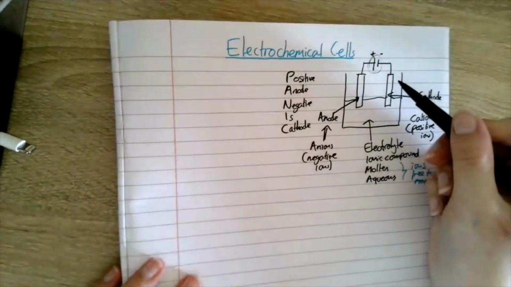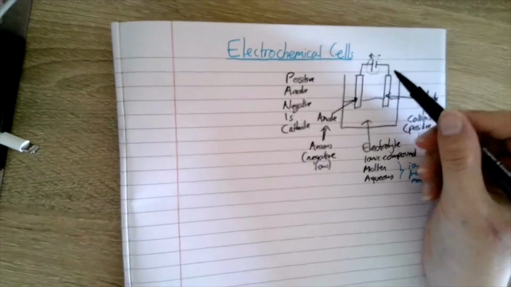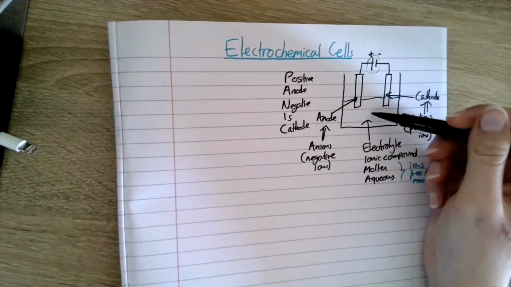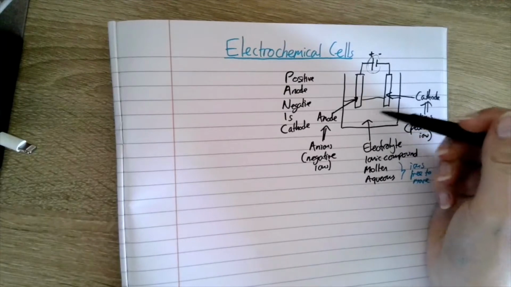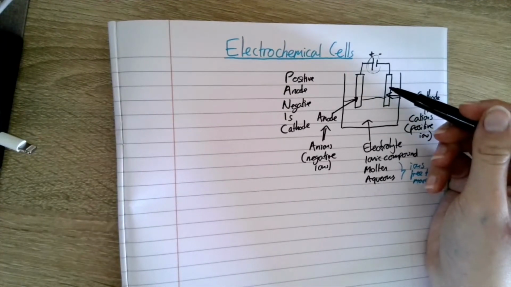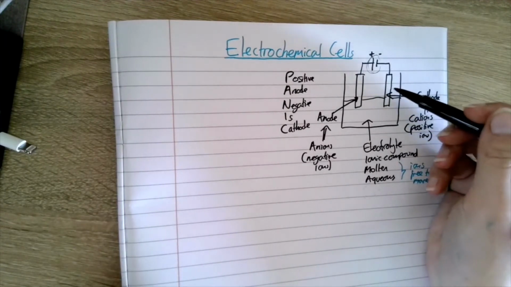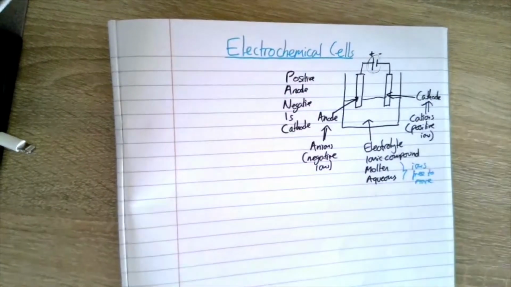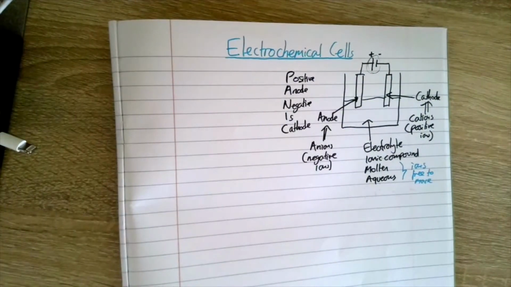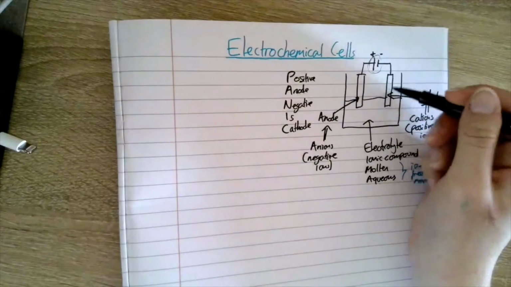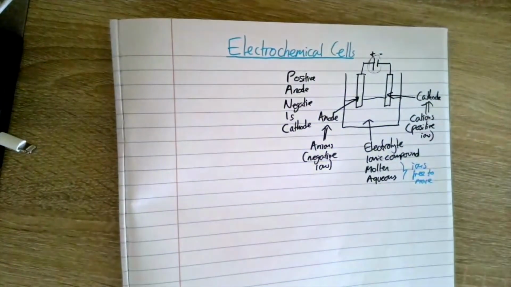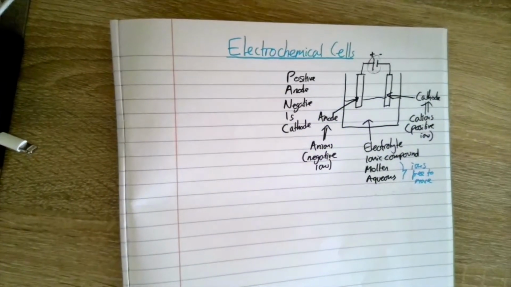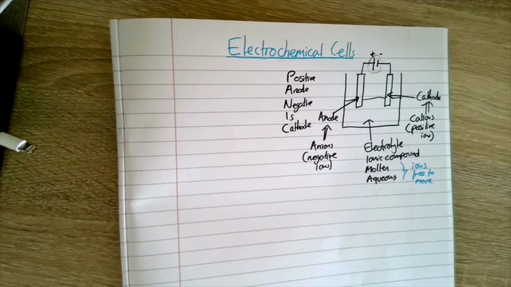Our electrodes are inert, so that they don't react with our electrolyte. However, sometimes we find that actually they react with the products that are formed at the electrode. For example, when oxygen is formed, that oxygen reacts with graphite electrodes in order to produce carbon dioxide, and so we have to replace those quite frequently.